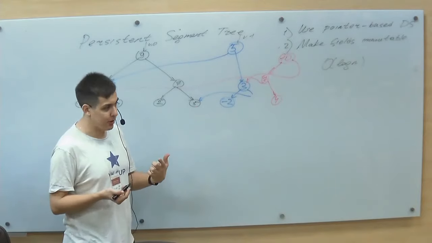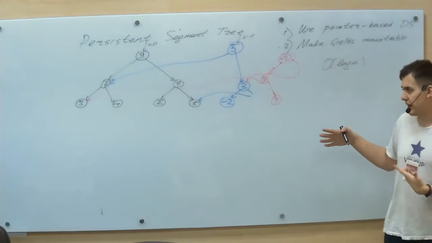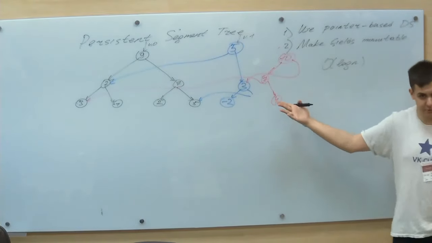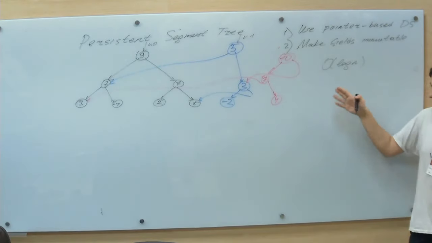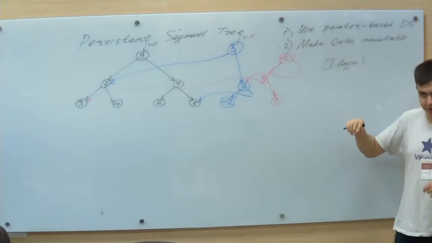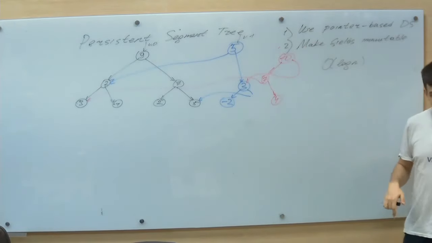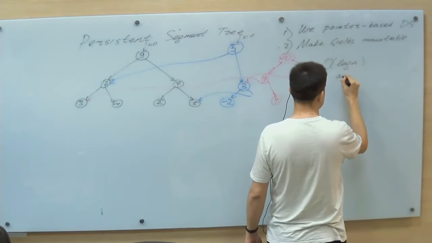in a normal segment tree you won't create new nodes, so you will have linear memory but log n time per query. Here you'll have log n additional memory per query. So you copy all the log n nodes on the way to the root. So additional memory.